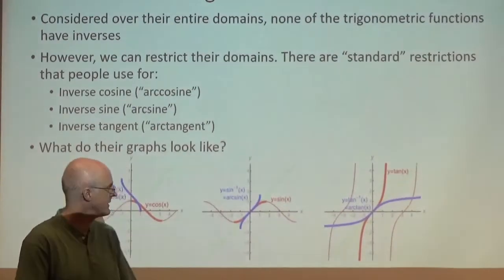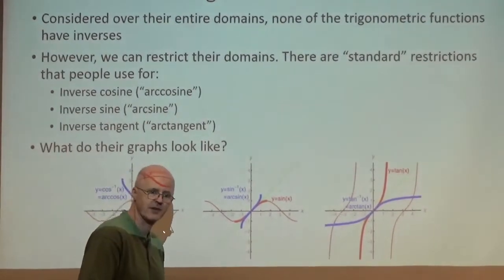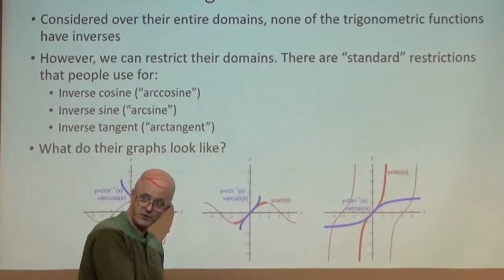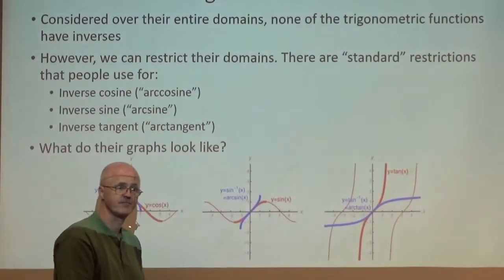So both inverse sine and inverse tangent give you outputs that are in the first and fourth quadrants if you imagine them like the angles.